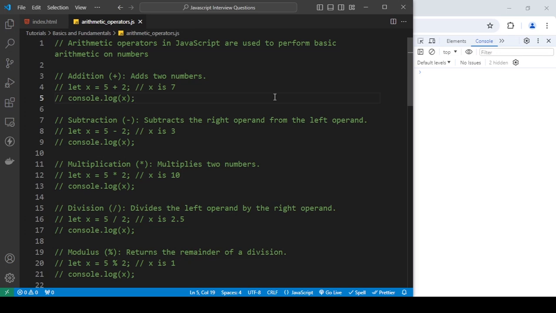Okay, so in today's tutorial I'm going to be showing you what arithmetic operators are, and these aren't really too complicated, but I just quickly want to go over these. So without wasting any time, let's just get started.